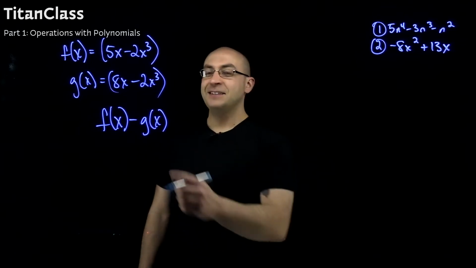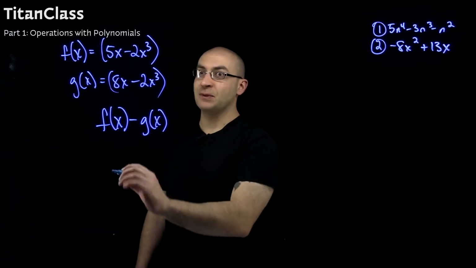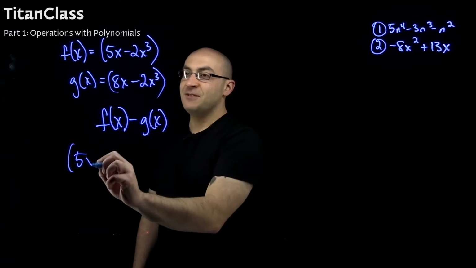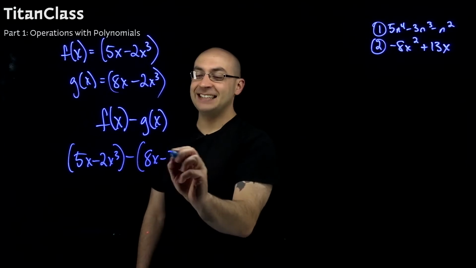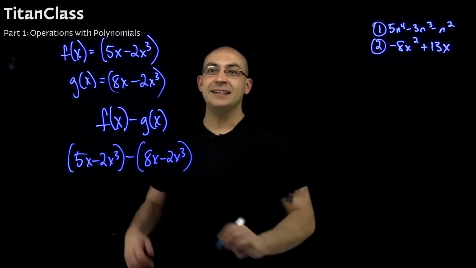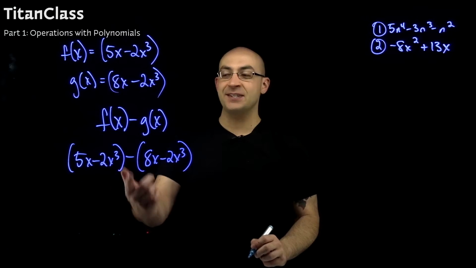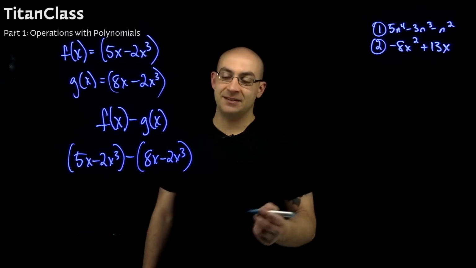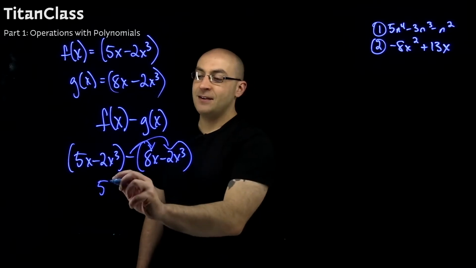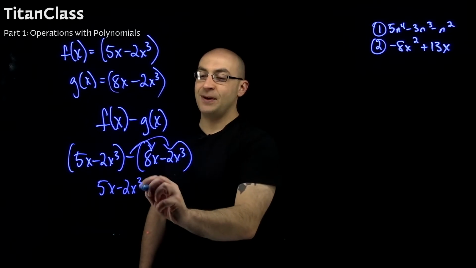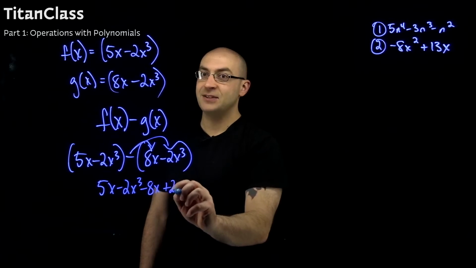We're going to distribute the minus sign, so we put parentheses around everything. So, 5x minus 2x to the third, minus 8x minus 2x to the third. Okay, so again, do exactly what it says. Rewrite the f of x, rewrite the g of x, and go from there. Distribute the minus sign to both terms on the right. 5x minus 2x to the third minus 8x plus 2x to the third.